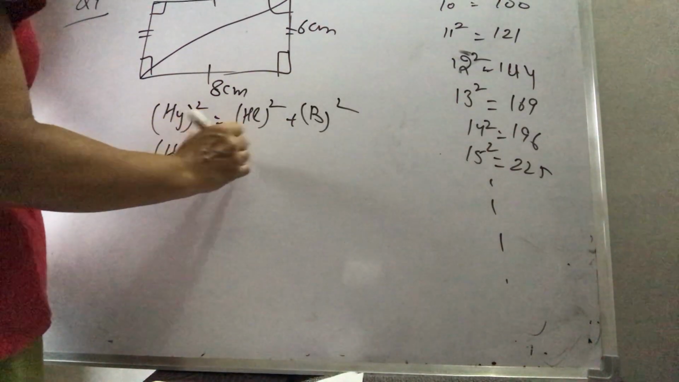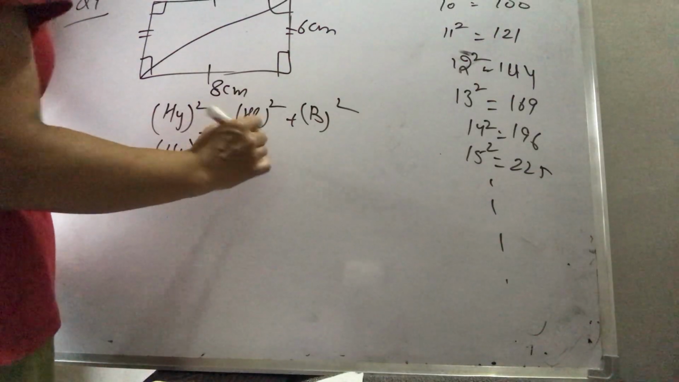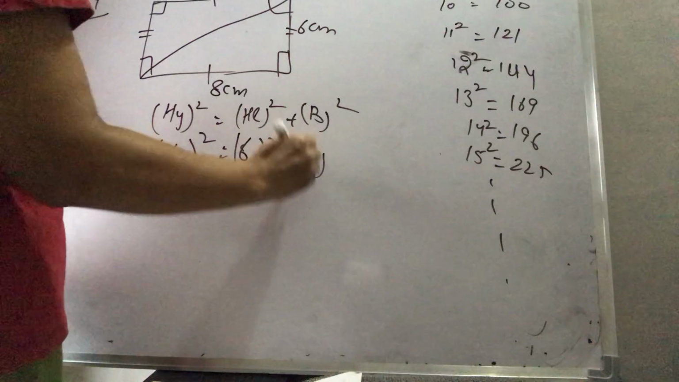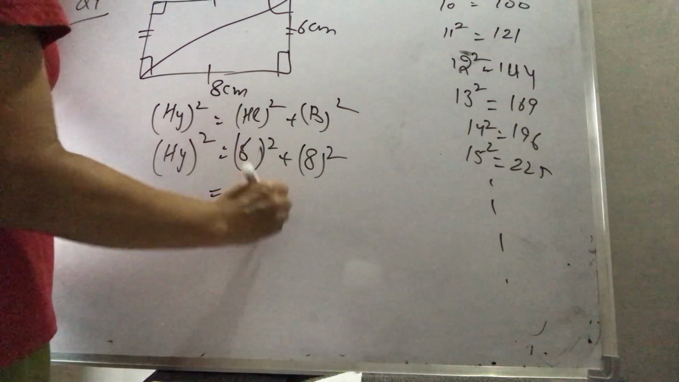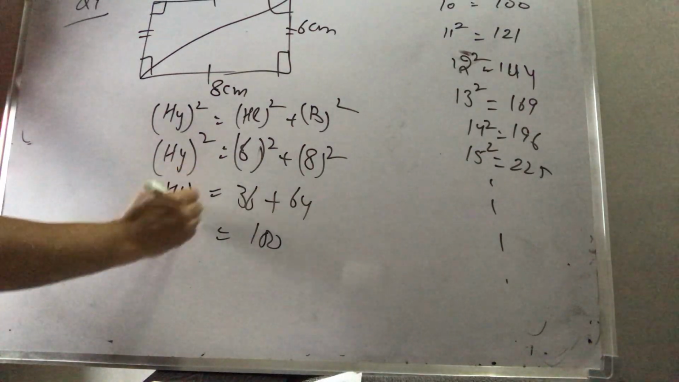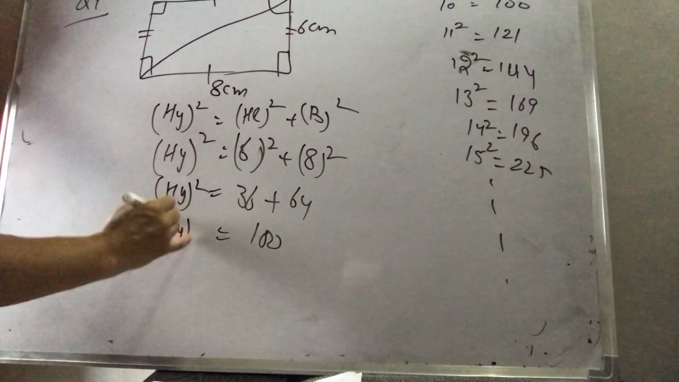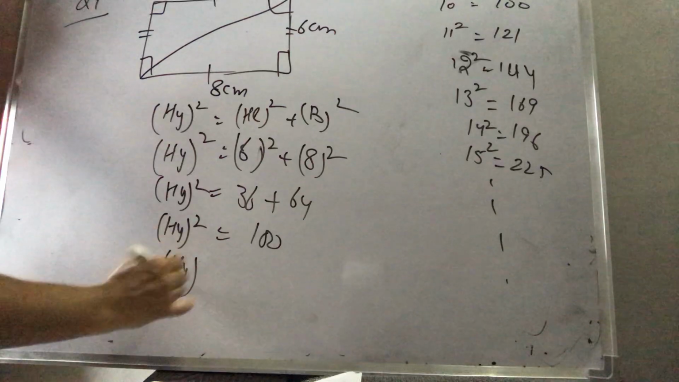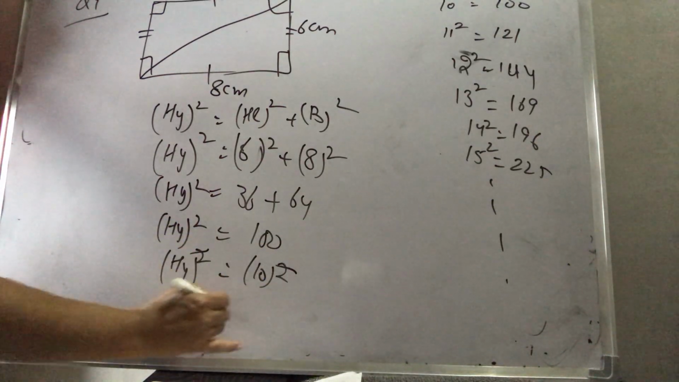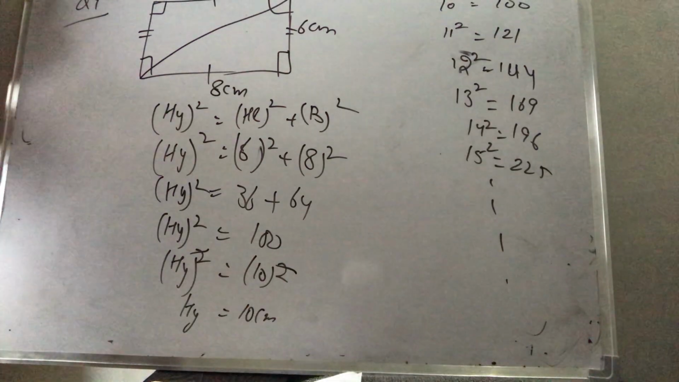Hypotenuse we have to find out. The height is 6 centimeter. Base is 8 centimeter. We will do the addition. Addition is 100 and we know that 100 is the square of 10. Squares will be cancelled and the length of the hypotenuse is 10 centimeter.